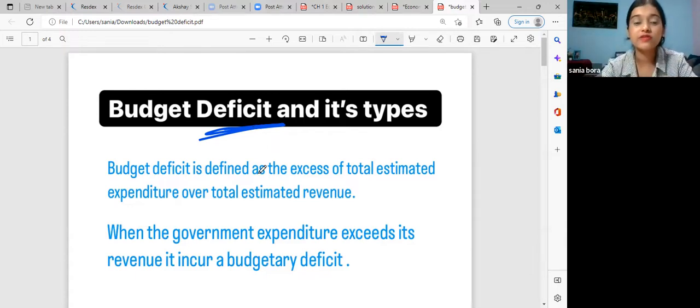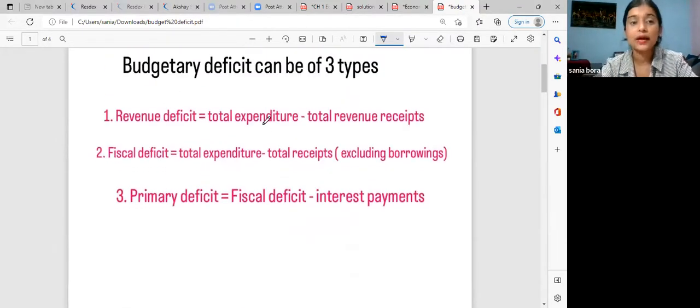Okay, so budget deficit is defined as the excess. When your expenditure is more than whatever revenue you are getting, that is known as budget deficit. So budget deficit is defined as the excess of total estimated expenditure over the revenue. Three types of budget deficit we are going to study: revenue, fiscal, and primary.